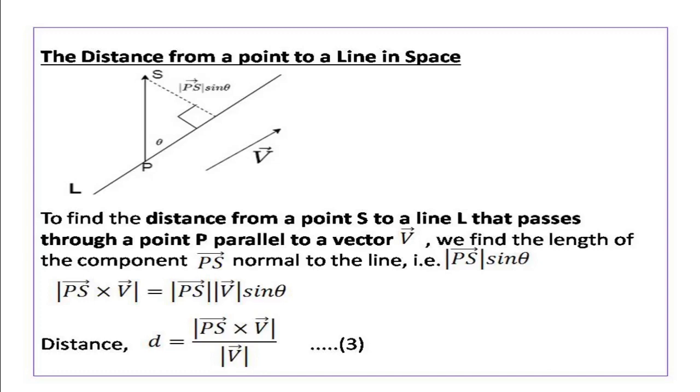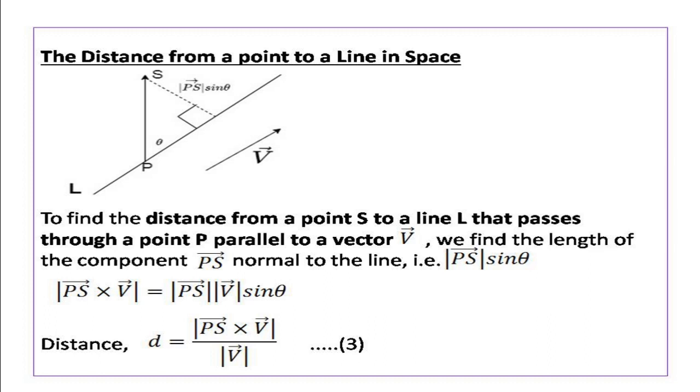Next is the distance from a point to a line in space. To find the distance from a point S to a line L that passes through a point P parallel to a vector V, we find the length of the component vector PS normal to the line. That is magnitude of vector PS sine theta, where theta is the angle between vector PS and vector V.